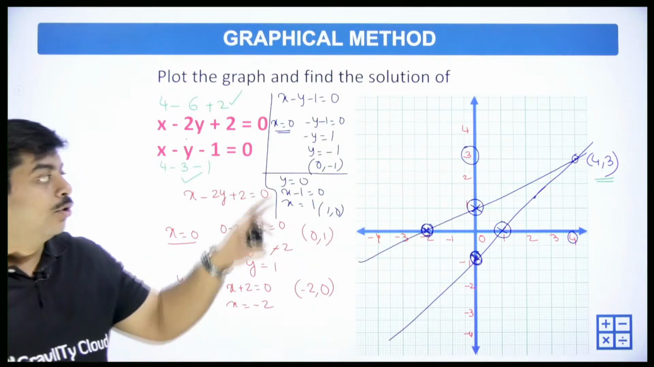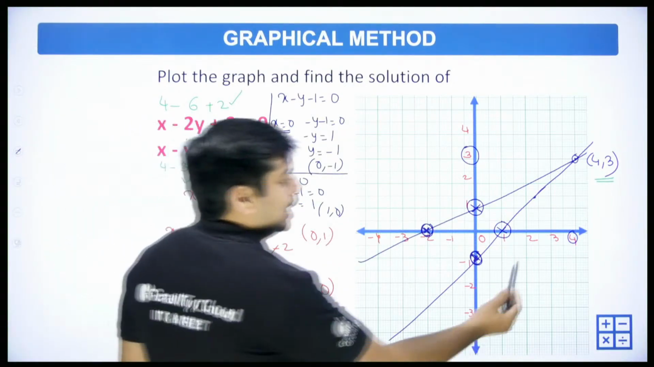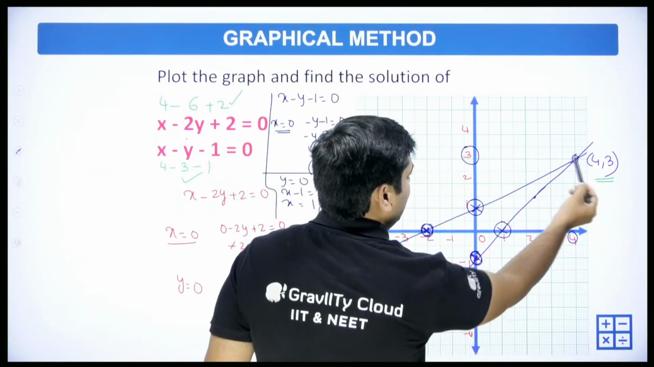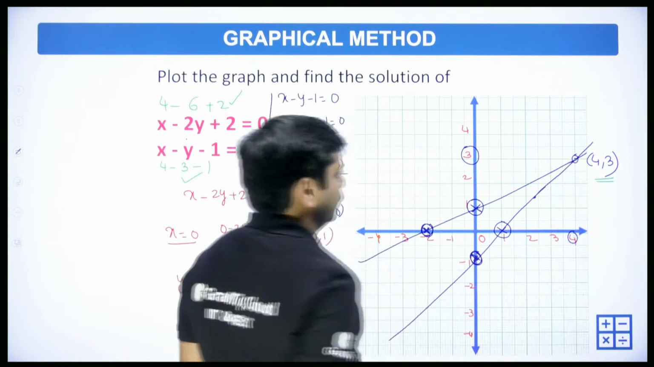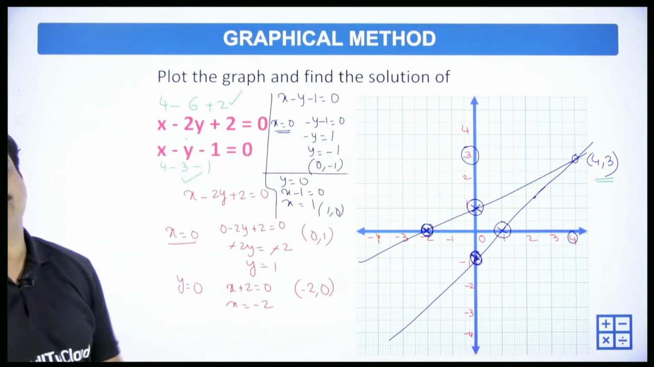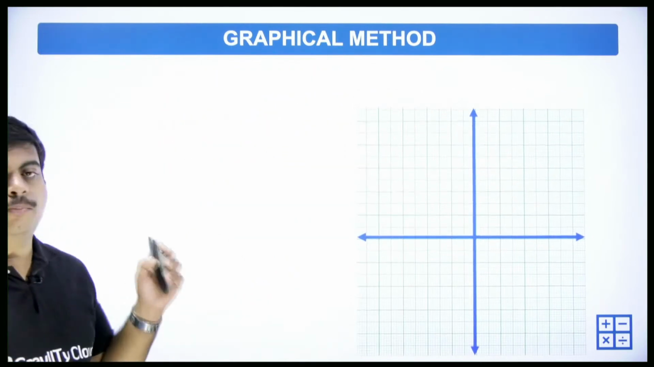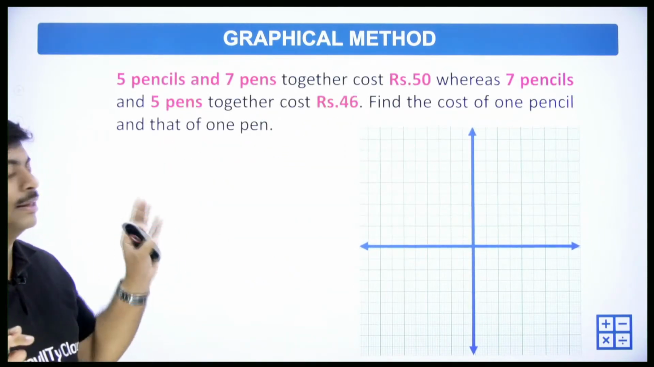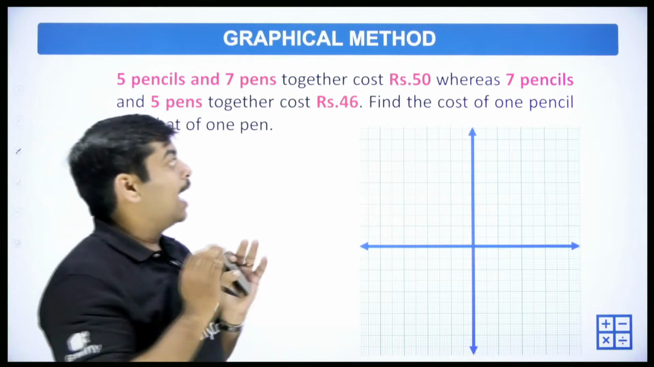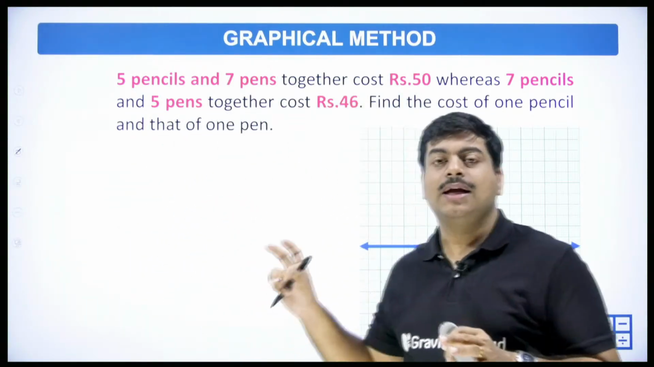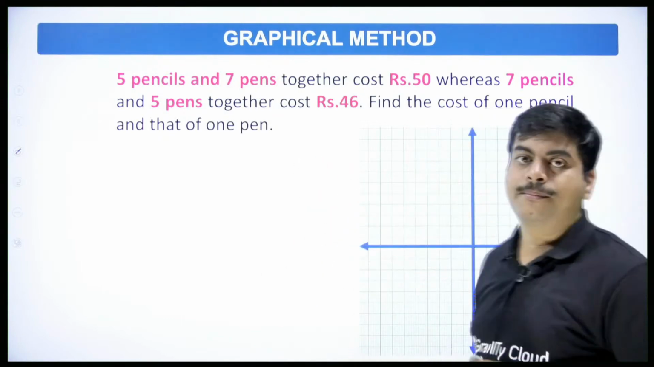How to get that (4, 3)? Because it is exactly at the number 4 on x and 3 on y, those two lines are intersecting there, which is (4, 3). In the same way, we'll take one more question, but I'm not going to plot it completely. This is for your reference. But I'll tell you how to represent this mathematically, so that you can try to plot the graph.